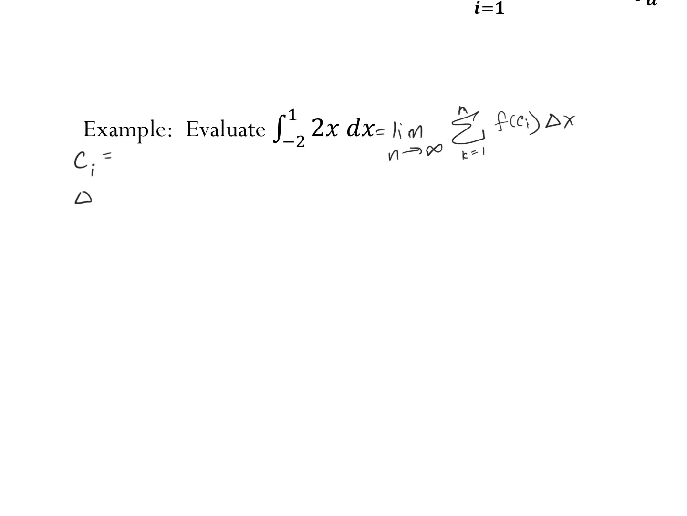As I'm going through these, the first thing I would do each time here is find delta x and find the opening x value of my interval. So delta x is always going to be b minus a over n. In this case, that would be 1 minus negative 2 over n, so 3 over n.